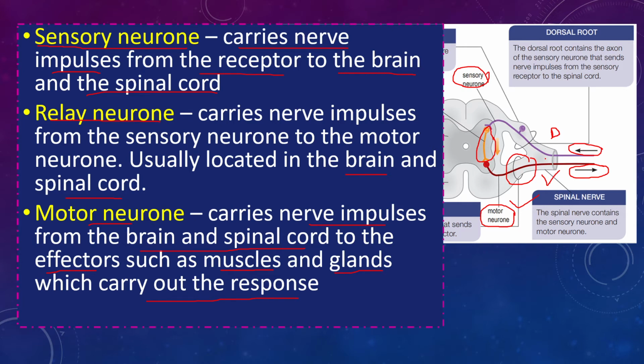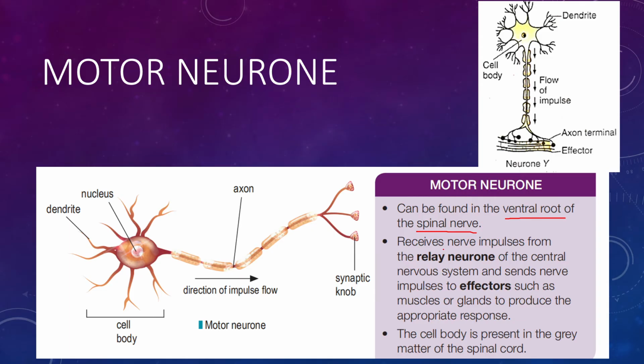Spinal nerve ini di sini ada dua, kita panggil the branch, the short branch. So it receives nerve impulses from the relay neuron. Di mana kedudukan relay neuron? It is at the central nervous system, and this motor neuron sends nerve impulses to the effector. So that's why dia punya axon terminal ini, next one is dia ni towards the effector. For example, muscles ataupun glands, those are the effectors, and to carry out appropriate response.